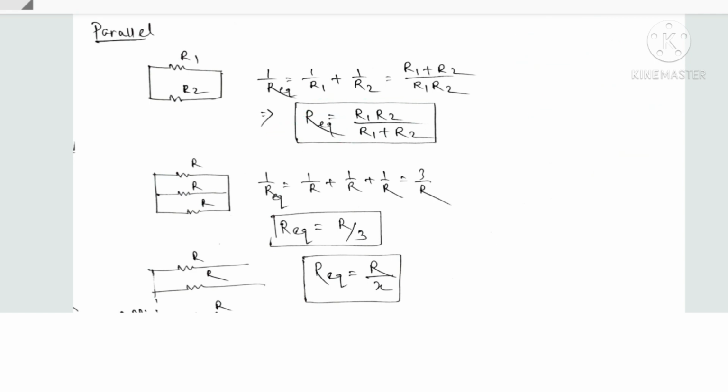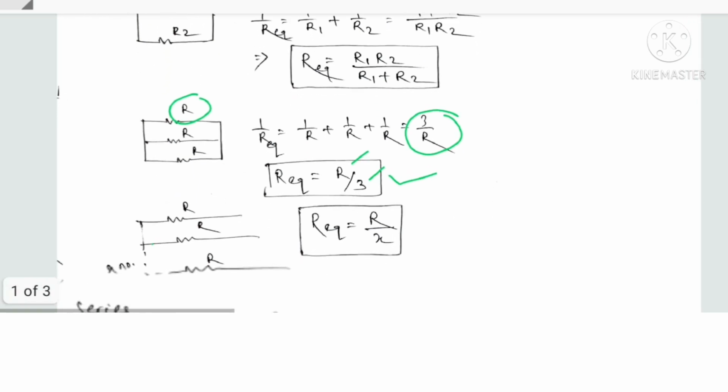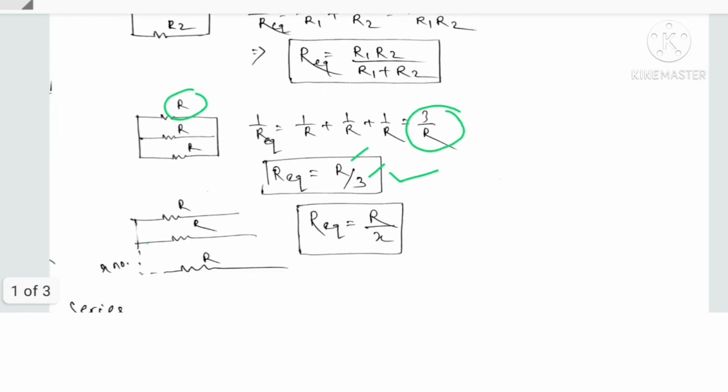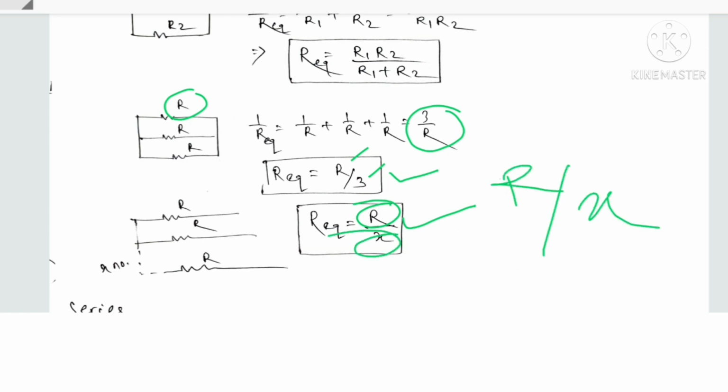Okay. And next, suppose 3 resistors, each of value R, connected in parallel. So 1 by R equivalent is equal to 1 by R plus 1 by R plus 1 by R, that is 3 by R. That means R equivalent is equal to R by 3. Okay, so what we have done? We have taken the value of one resistor, that is R, divided by the number of resistors, that is 3, R by 3. Similarly, if there are X number of resistors having the same value connected in parallel, then the general formula for R equivalent is R by X, value of one resistance divided by number of resistors. Okay, so you'll use these formulas.